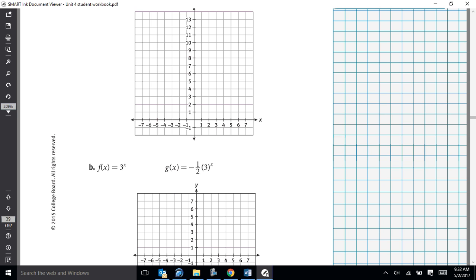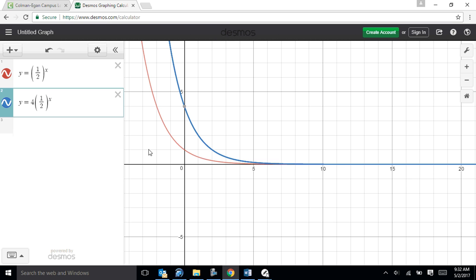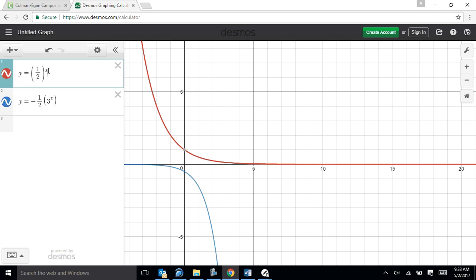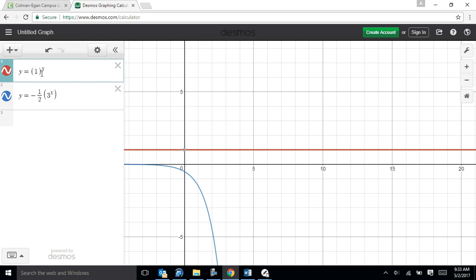All right, so then if we graph 3 to the x and negative 1/2 times 3 to the x, what do you think this negative 1/2 is going to do to our graph? It's going to cut it in half, and then what about that negative? What's that going to do? Right, so we're going to have a reflection of it. Now the 3, is that going to show growth or decay? Growth.